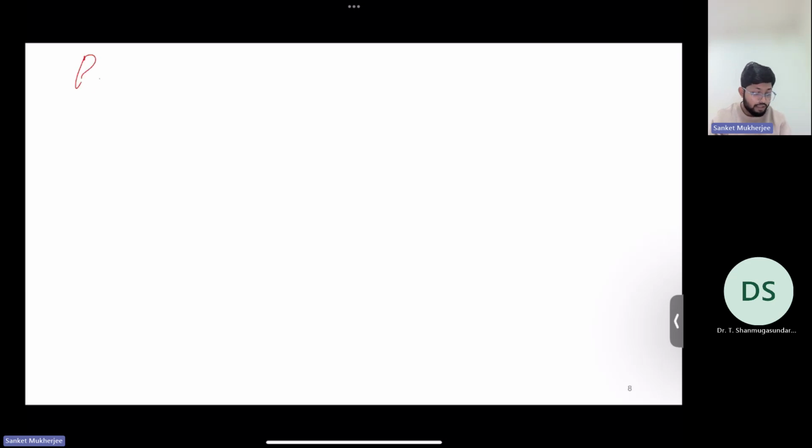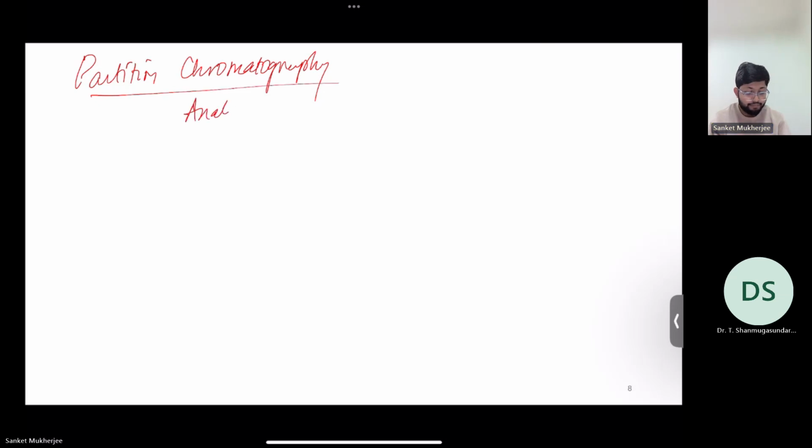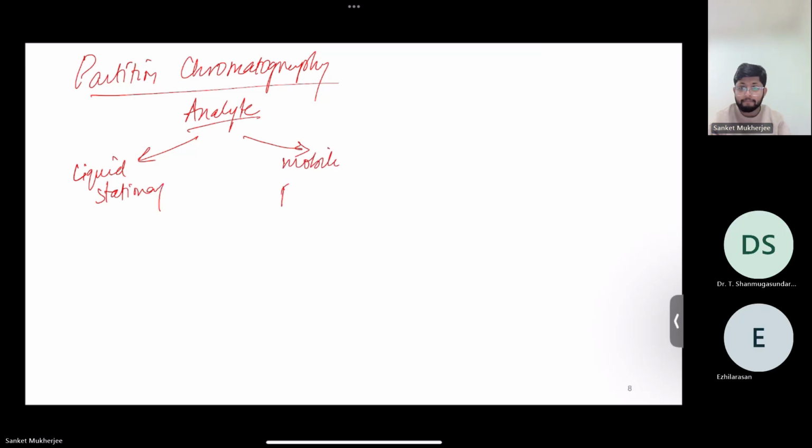Now, what are the different forms of chromatography? So there could be partition chromatography. So where the analyte is in two phases. One is the liquid and stationary phase. Another one is the mobile phase. Fine.